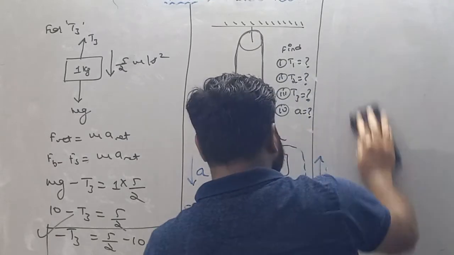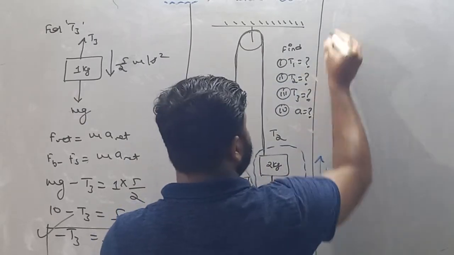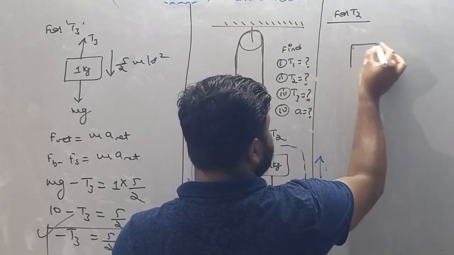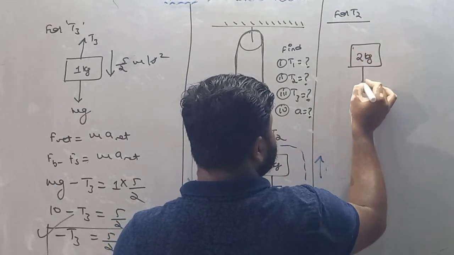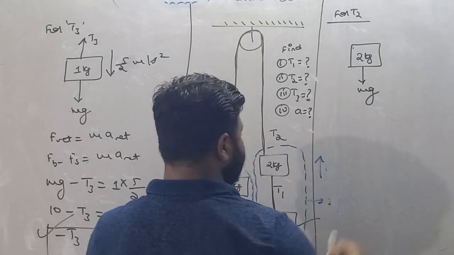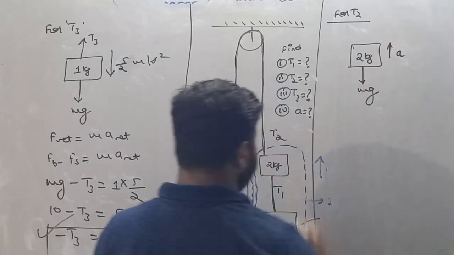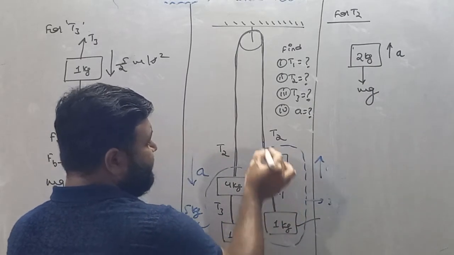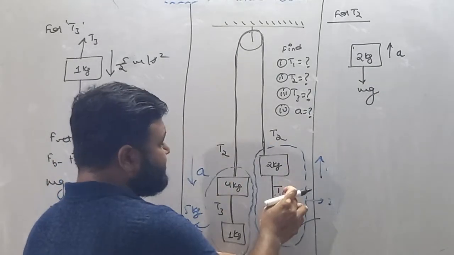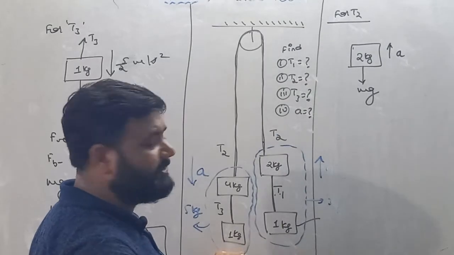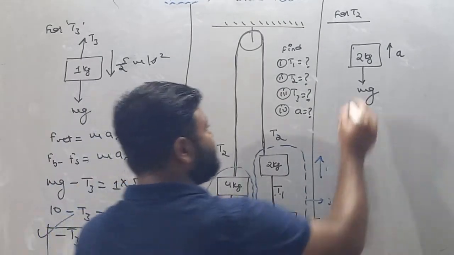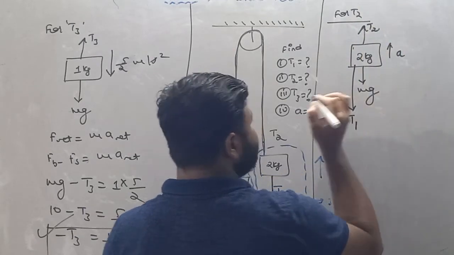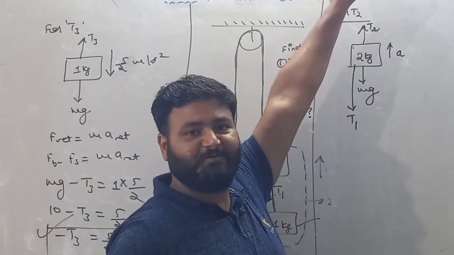So for finding T2, we have to make the FBD of this 2 kg block. So this is 2 kg, vertically downward mg, acceleration is in the upward direction. And see, my dear student, this 2 kg is connected with two different ropes in which tension T1 and T2 are present, and we know that tension is always a pulling force. So T2 comes this side and T1 comes this side, and acceleration is in the upward direction.